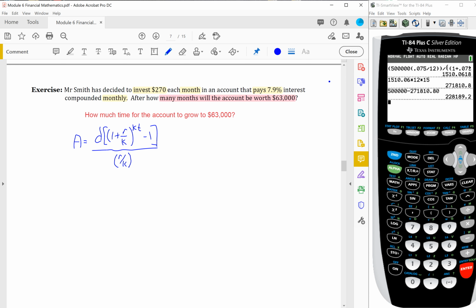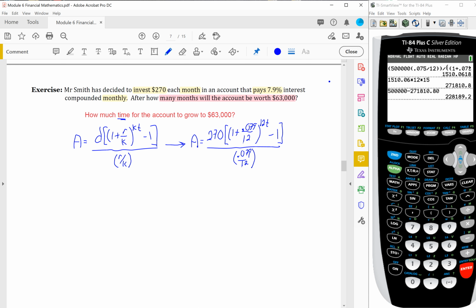And let's start by plugging all the values in for our formula. So this will be A, your account balance. Now remember, you're making $270 contributions. 1 plus your interest rate written as a decimal, so 0.079 divided by 12, raised to the 12t, where we don't yet know what t is. That's the question we're trying to look at, how much time, minus 1, all divided by the 0.079 divided by 12.